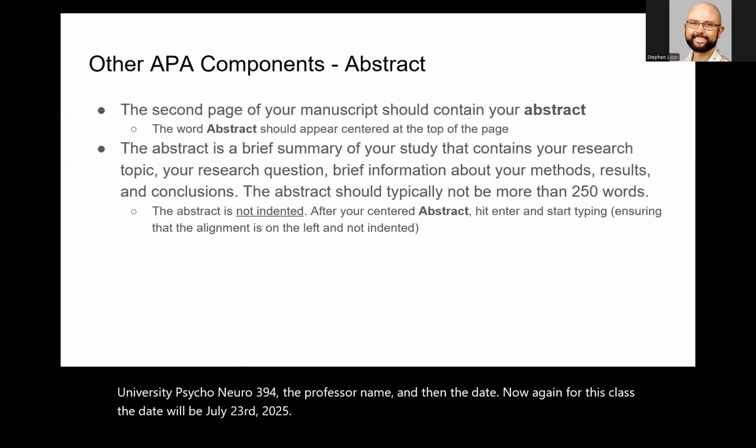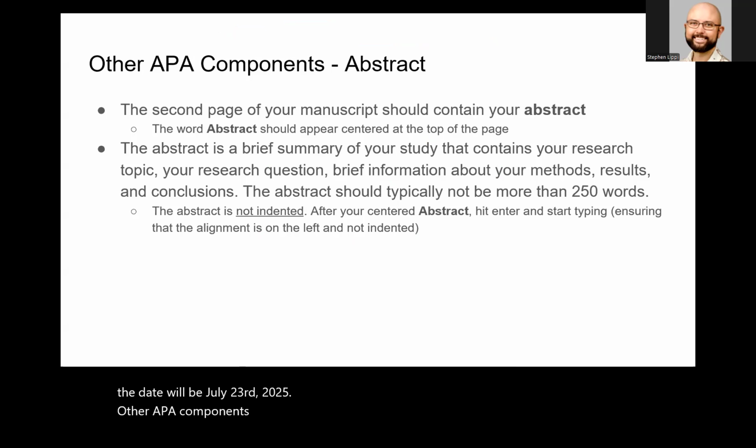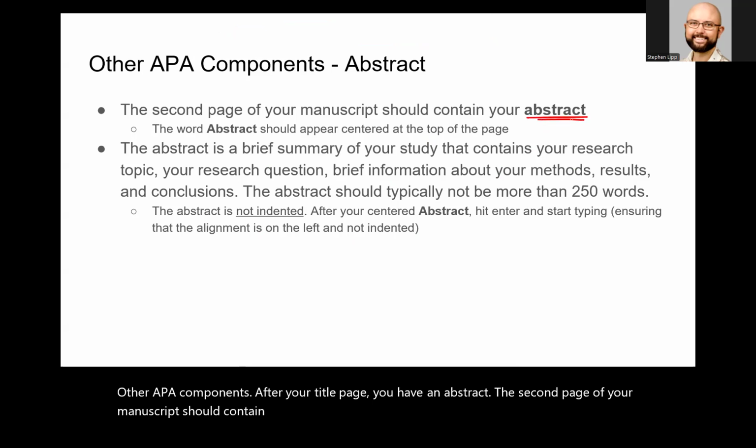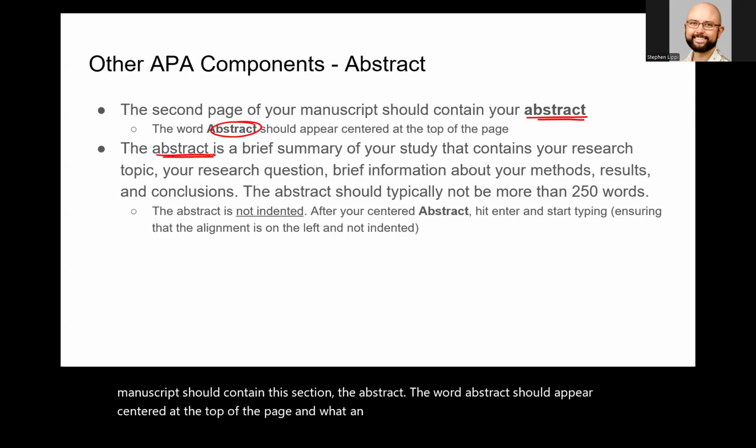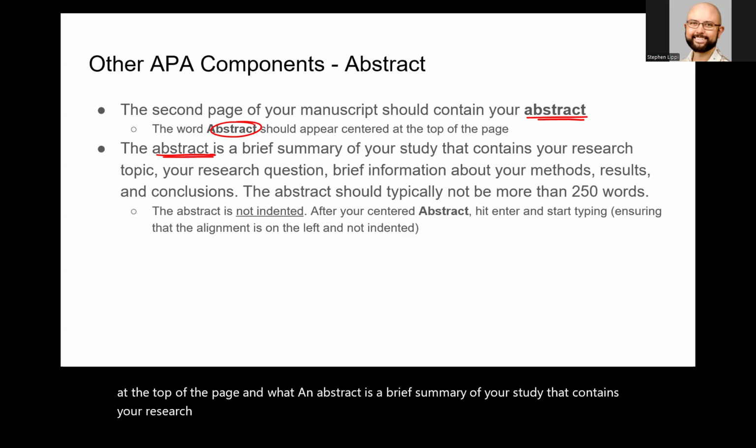Other APA components. After your title page, you have an abstract. The second page of your manuscript should contain this section, the abstract. The word abstract should appear centered at the top of the page. And what an abstract is, is a brief summary of your study that contains your research topic, your research question, brief information about your methods, results, and conclusions.